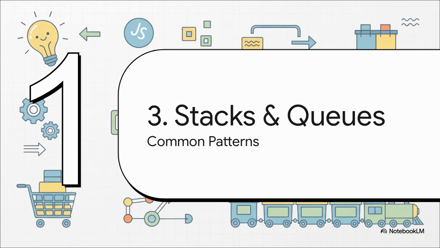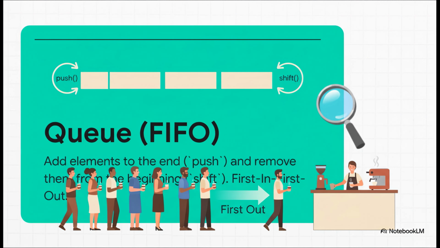All right, with those basics covered, we can start doing some really cool stuff. Let's talk about a couple of super common patterns you can build with arrays, stacks, and queues. First up, let's talk about a queue. The best way to think about a queue is, well, a queue, like a line at a grocery store. The first person who gets in line is the first person to get checked out. It's a first in, first out system, or FIFO. In array terms, that means we push new people onto the end of the line, and we shift the person at the front of the line out when they're done.